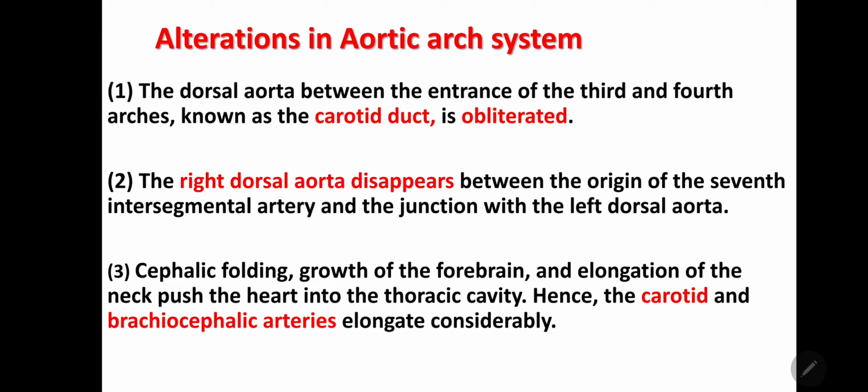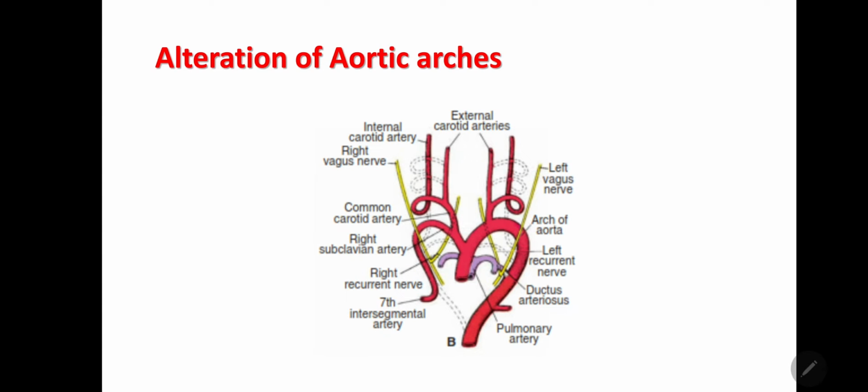future vertebral artery. It will form the future vertebral artery, and with the cephalic folding and growth of the forebrain and elongation of the neck, the heart is pushed into the thoracic cavity, so that the carotid artery and brachiocephalic arteries elongate considerably. So like this, you will see the alteration of the aortic arches.